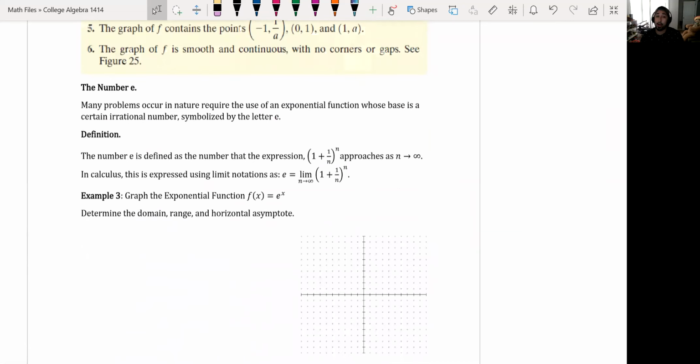All right, now on to the number e. Yes, it's not a letter anymore, guys. It's a number. And this number e occurs in business models, exponential models, and also in growth and decay models. But the most important part for number e is about money, right? The number e is used in something called continuous compound interest.